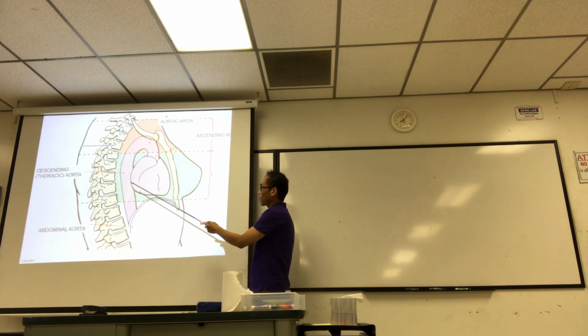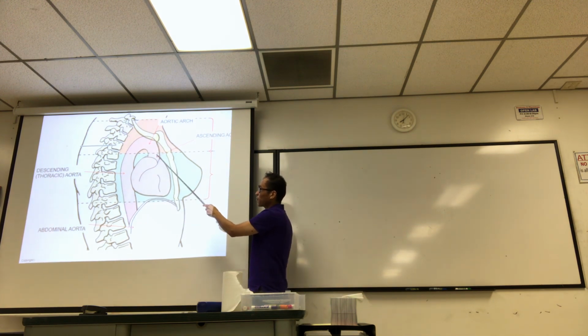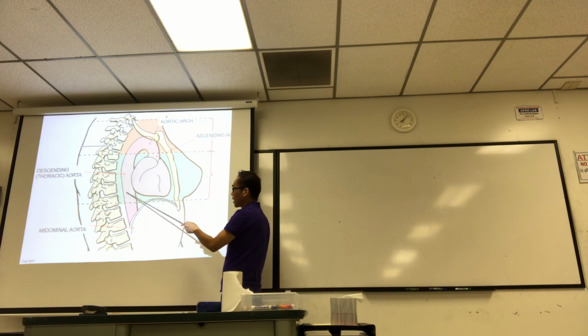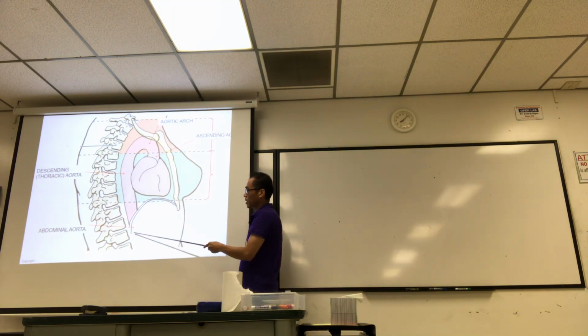I like to give the landmarks. You can always feel it. I can feel my sternum. I can feel, oh, okay, it's right around there in my chest. And then it descends all the way back down. And after it goes through the diaphragm, the descending or thoracic aorta becomes abdominal aorta.